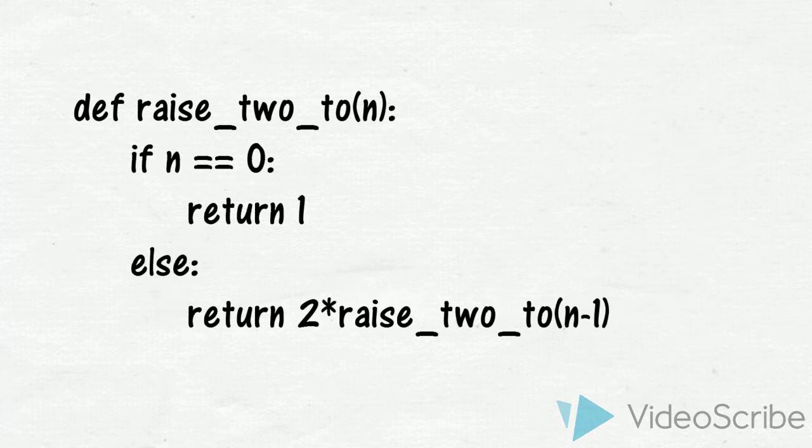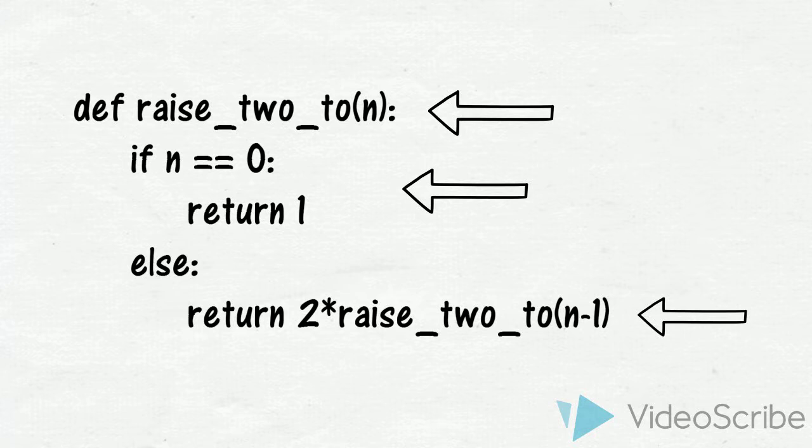If we make a function that raises 2 to any power we want, then we tell the computer that when our power, or n, is 0, then the answer is 1. If n is anything else, then the answer is the output of the function when the input is 1 less than n, then all multiplied by 2.